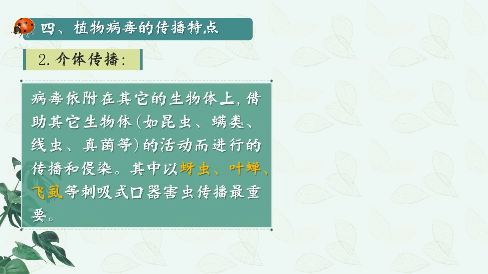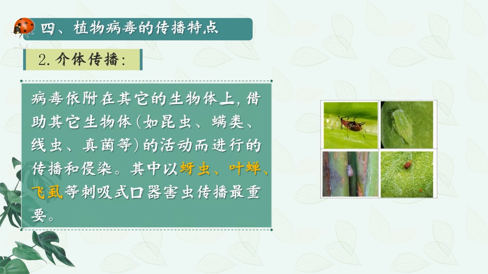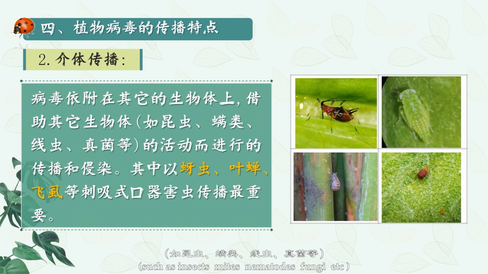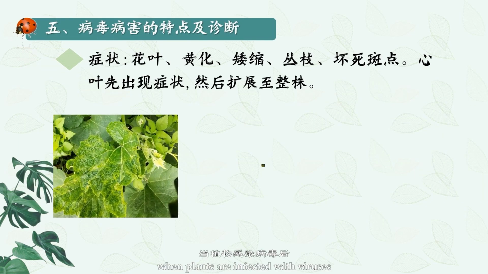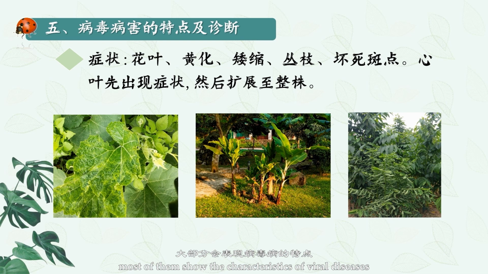2. Vector transmission. The virus is transmitted by other organisms such as insects, mites, nematodes, fungi, etc., through the activities of the organism. 5. When plants are infected with viruses, most of them show the characteristics of viral diseases, which can be diagnosed based on the typical symptoms. In terms of symptoms, the main symptoms are leaf mosaic, yellowing, dwarfing, bunching, and necrotic spots. The symptoms appear first on the heart leaves and then extend to the whole plant.